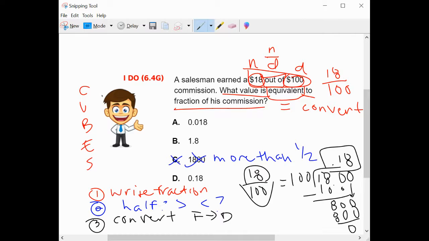Now, let's go through the answer choices. A is definitely too small. It has an extra 0 there. B has a decimal in the wrong place. Looks like D is our only answer.